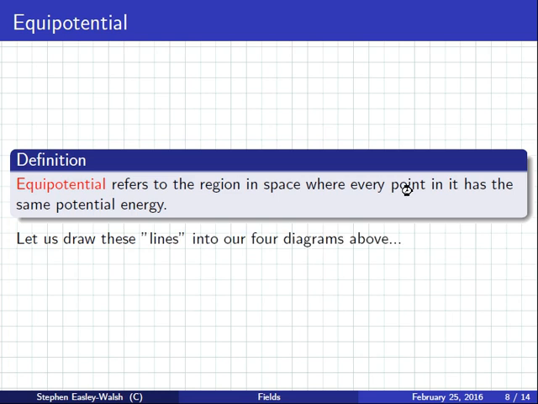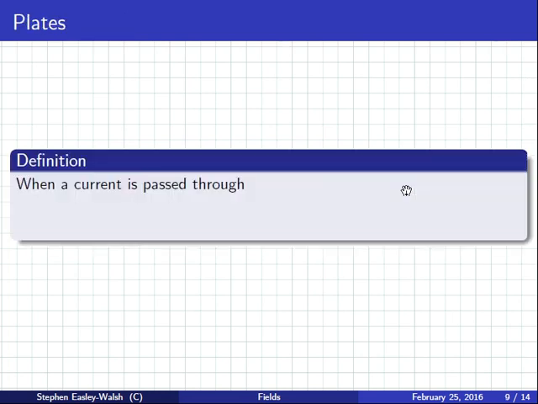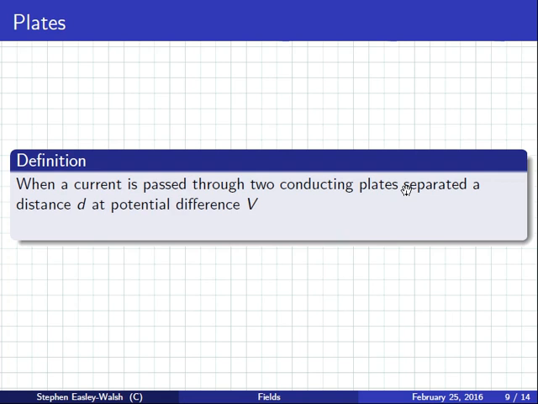Okay, so when a current is passed through 2 conducting plates, separated a small distance d, and with a potential difference of V, it produces an electric field. So if you have 2 plates, and you pass a voltage through it, so that the distance is d and the voltage is V, then the electric field that's produced has a strength of V over d, which kind of makes sense.